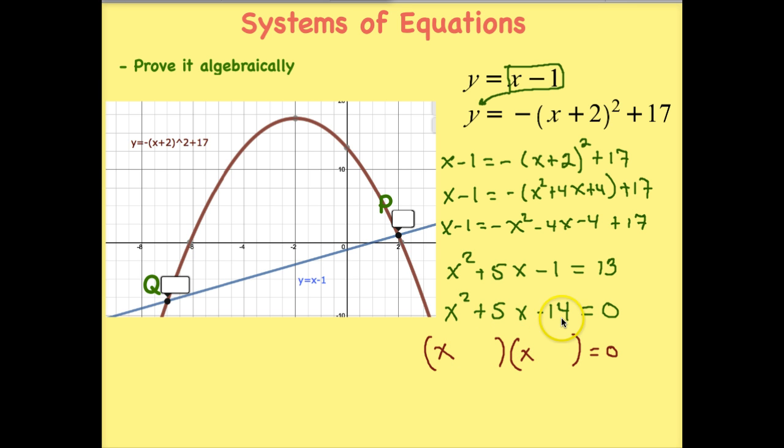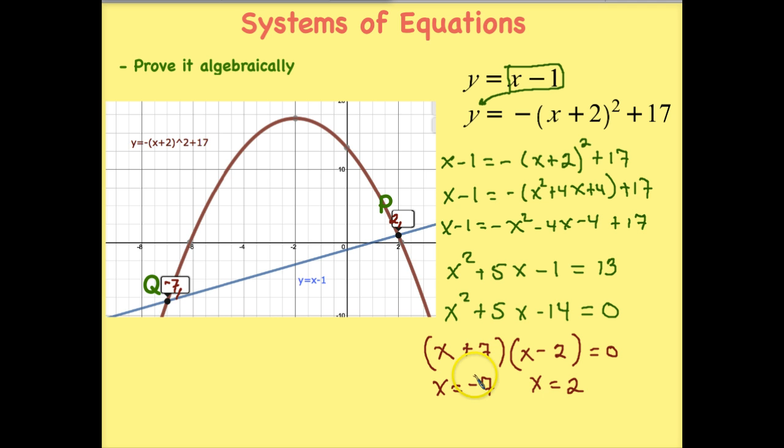We need to ask ourselves, what times what is -14 that adds to be 5? And let's try a positive 7 and a negative 2. 7 times negative 2 is negative 14, and 7 minus 2 is in fact 5. So we have now factored this. Let's solve. To solve, we set each of these terms equal to 0. In this case, when we solve for x, we would end up with negative 7, and in the second case, we would have a positive 2. So now we know what the x terms of points P and Q are. This is going to be negative 7, comma something, and this is going to be 2, comma something.